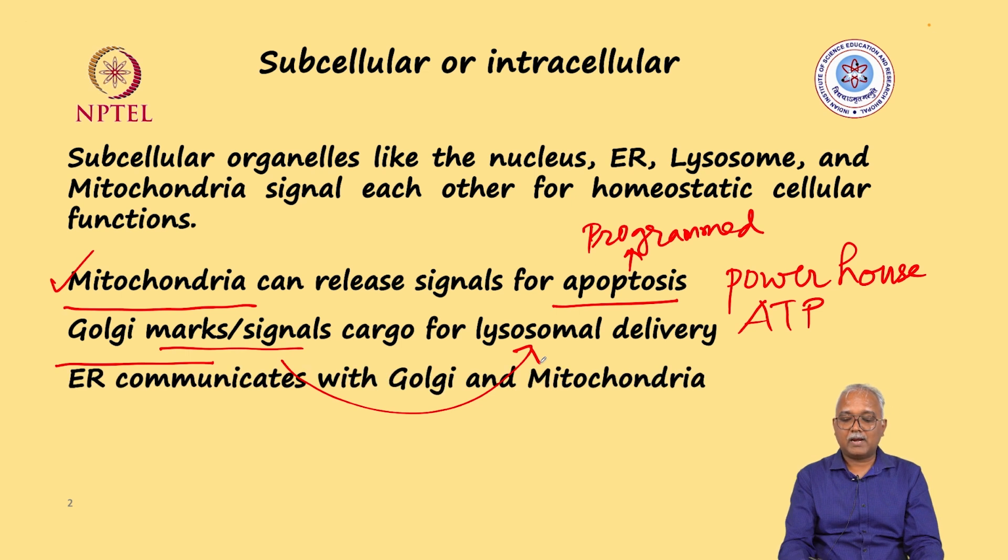Then ER communicates with Golgi and mitochondria to ensure that protein homeostasis is maintained, secretory products are being made, and the membrane potential of the mitochondria is maintained.